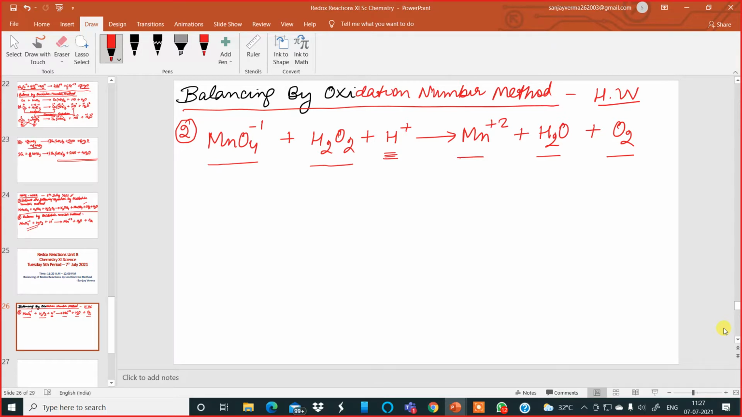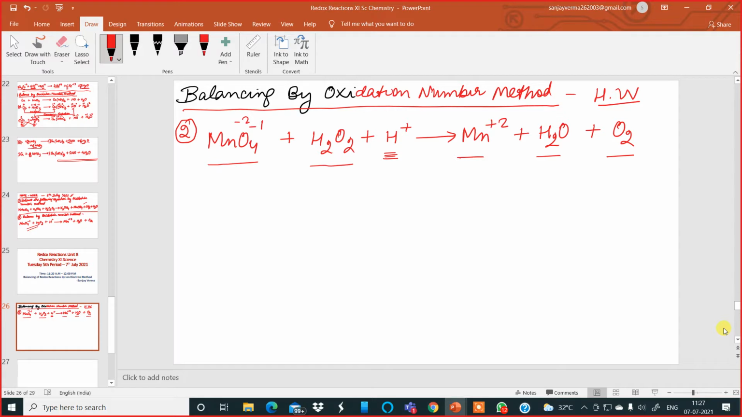As I told you yesterday, once you have written down the equation, you are supposed to write down the oxidation numbers of all the atoms above the symbols. The oxidation number of manganese is to be found out. Oxygen, we know, is minus 2. So let us find out the oxidation number of manganese by this method.